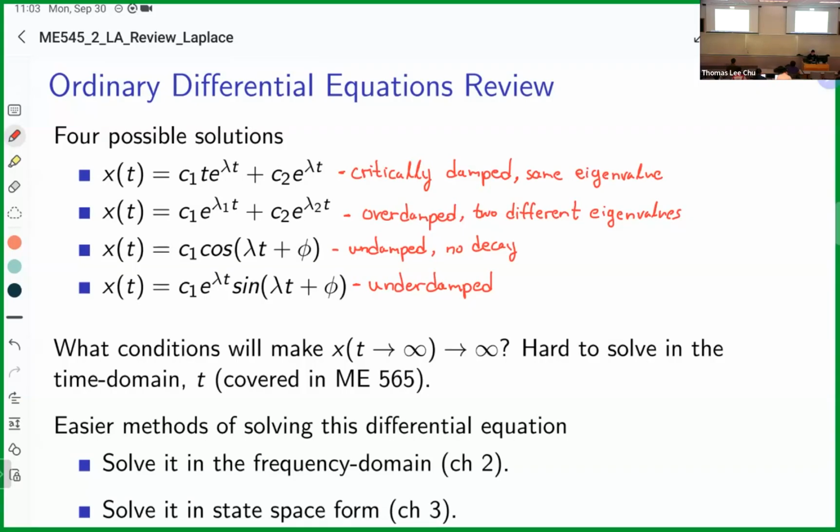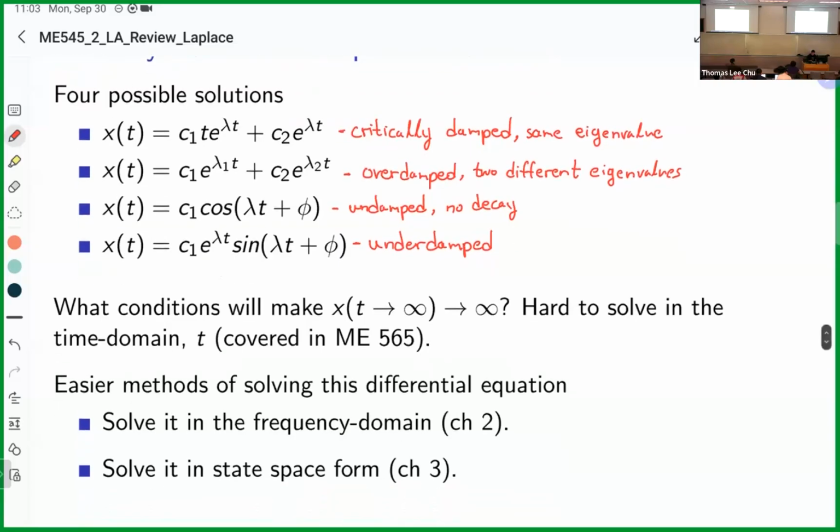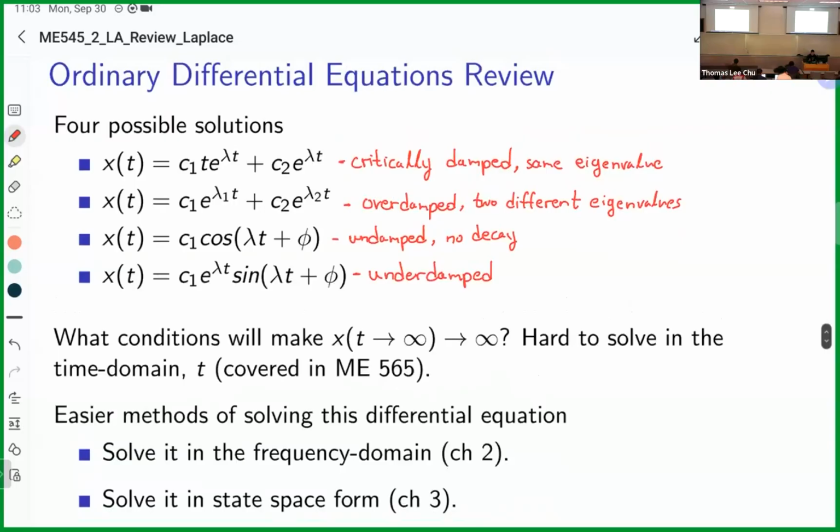So I think I asked earlier what conditions will make our solution go to infinity, or our output go to infinity. This is when our eigenvalue lambda is greater than 0. That means it's unbounded. So that exponential term here is going to go to infinity. It doesn't apply to undamped systems because there is no decay, but applies to the other 3: critically damped, overdamped, and underdamped systems, where when lambda is greater than 0, it goes to infinity and it's unbounded.